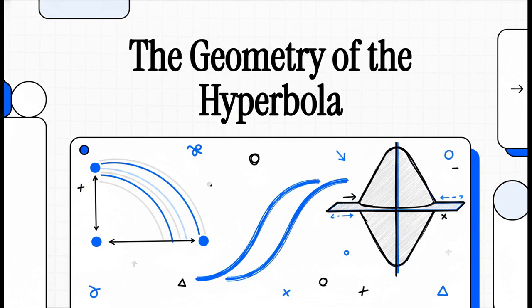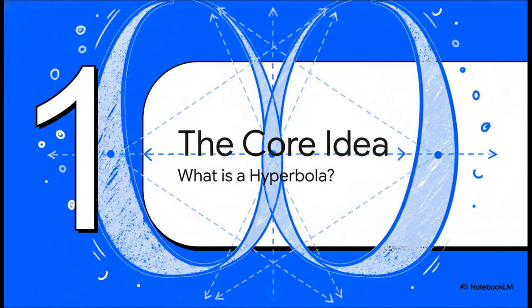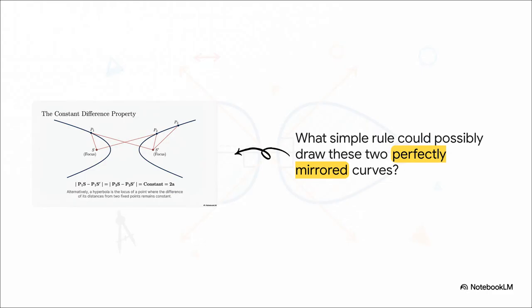Let's get into it. Okay, first things first. Before we even touch an equation or a graph, what is this thing? What's the core idea? So just look at this shape. You've got these two perfect mirrored curves sweeping away from each other. It looks pretty complicated, doesn't it? But here's the crazy part. Every single point on both of those curves is obeying one super simple rule. So what could it be? What's the secret instruction here?